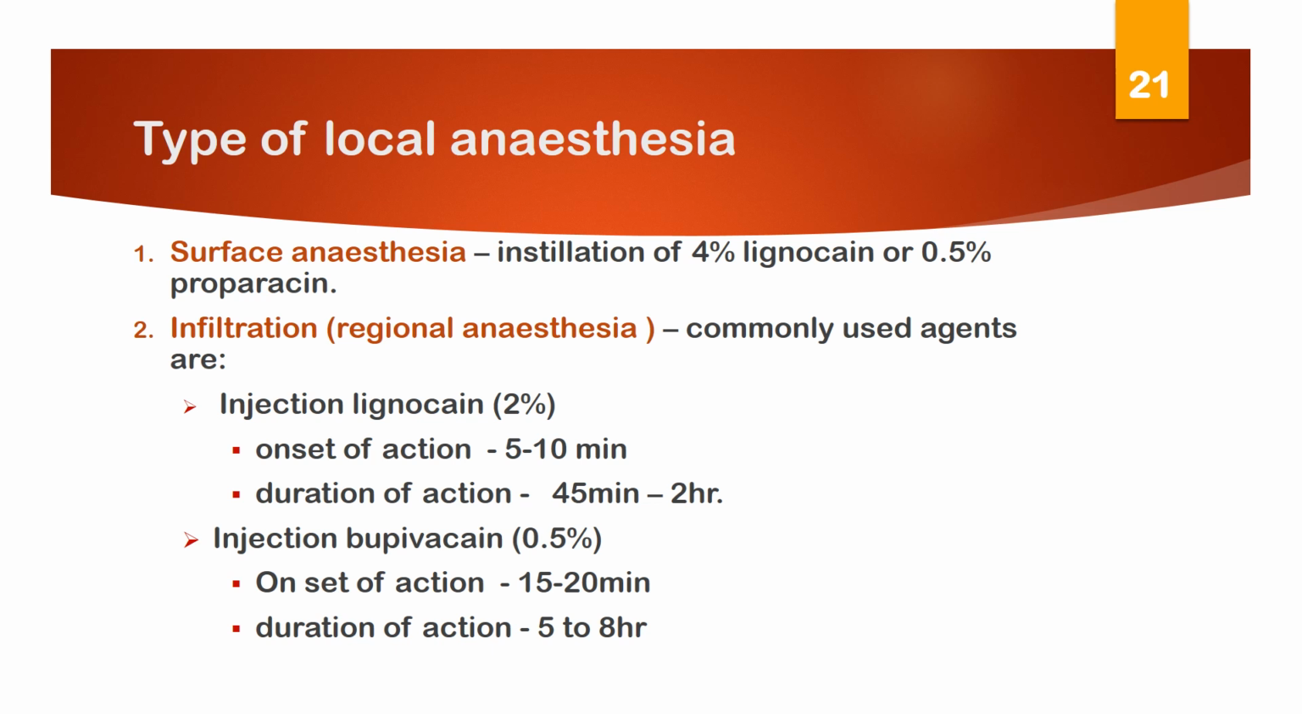Types of local anesthesia. Surface anesthesia and infiltration anesthesia. Surface anesthesia: instillation of 4% lignocaine or 0.5% proparacaine. It is most commonly required for removal of corneal foreign body, syringing, tonometry, and gonioscopy.